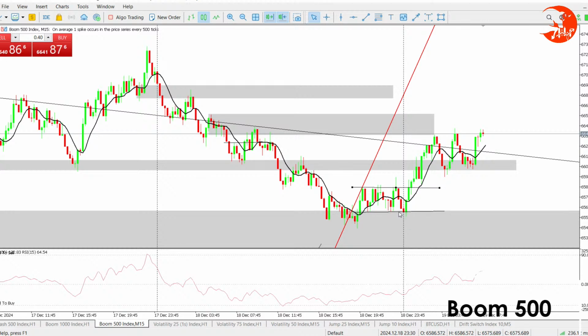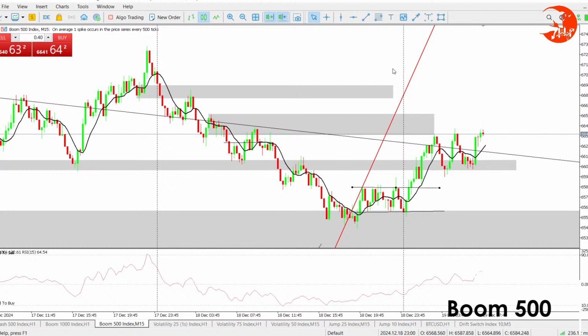So seeing that, price came in with the buys. Price came in with the buys right there. So we started to buy this asset.